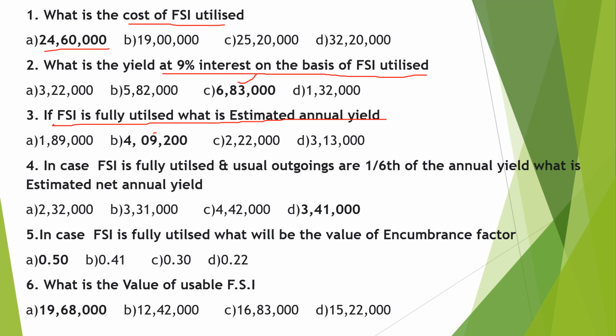We have calculated 4,09,200. In case the FSI is fully utilized and usual outgoings are 1/6 of the annual yield, what is the estimated annual yield? We have calculated it to be 3,41,000. If FSI is fully utilized, what will be the value of encumbrance factor? We have calculated it as 0.5. Then what is the value of usable FSI? We have calculated it to be 19,68,000. So these types of questions you can get in the IBBI examination as MCQ.